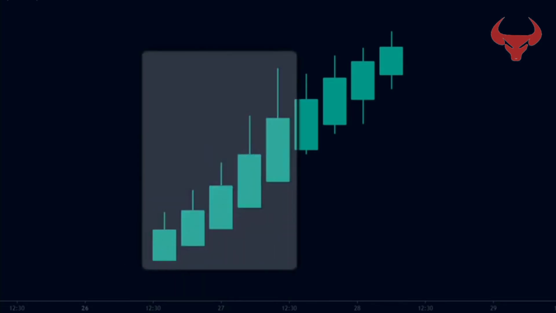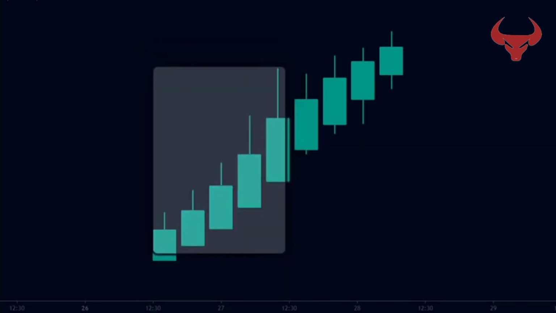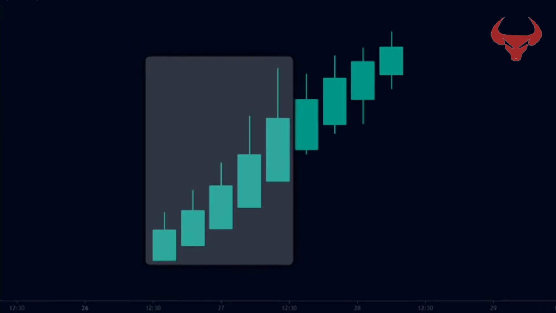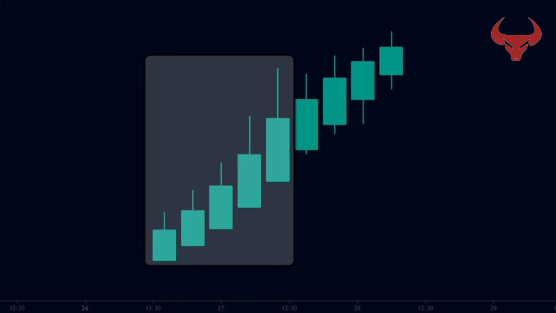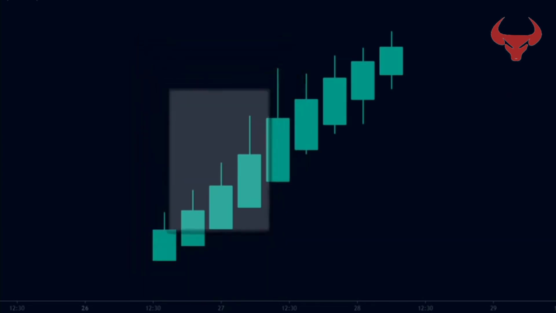As new candles are formed, we see that the body of each candle keeps on increasing. And there are now no lower wicks formed. This shows us that the price is in an uptrend with a rising momentum. In other words, we can say that the uptrend is gaining strength.